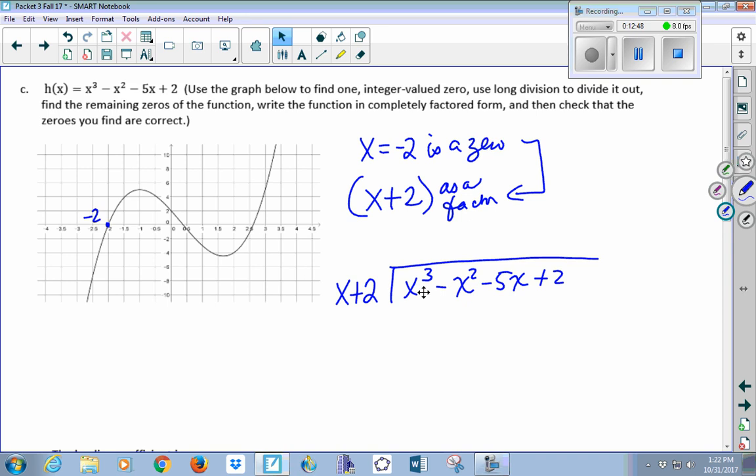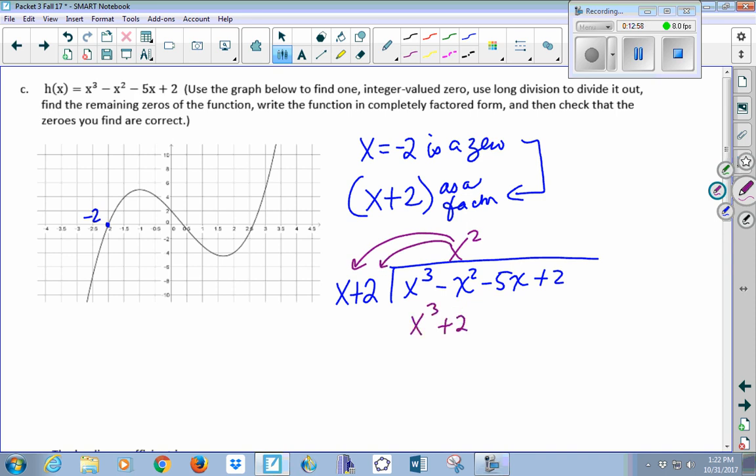So x goes into x cubed, x squared times, and x squared multiplies each one of these. So I get x cubed plus 2x squared. Remembering you have to subtract both of these, so both signs change. That goes to 0. You got negative 1x squared, take away 2x squared is negative 3x squared, and you bring down your next term, which is negative 5x.